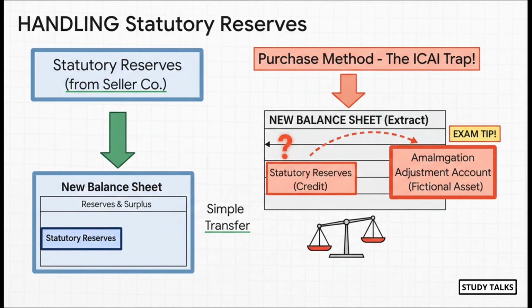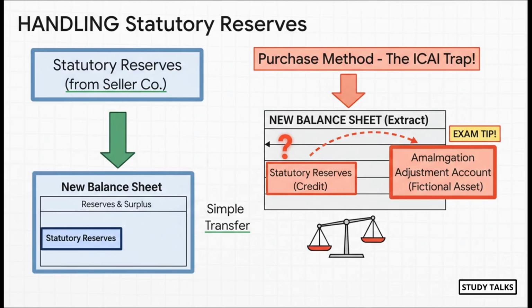All right, so here's where it gets really tricky. Statutory reserves. These are reserves that, by law, you have to keep on the books for a certain time. In a merger, it's easy. They just transfer over. But in a purchase, well, you still have to transfer them. You credit the statutory reserve to keep it alive, but what do you debit?